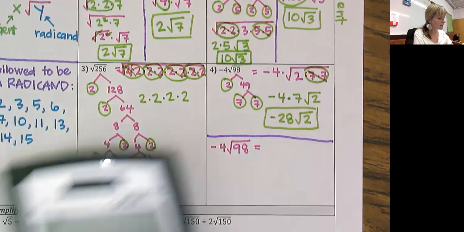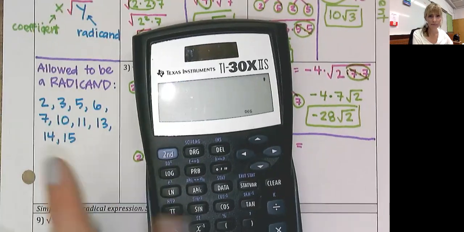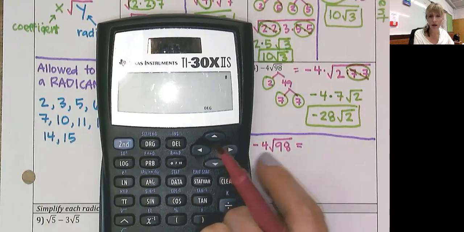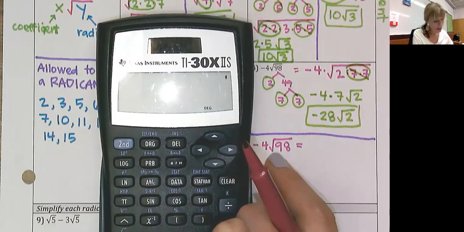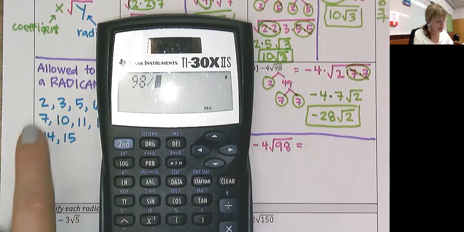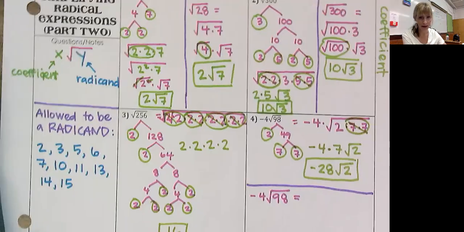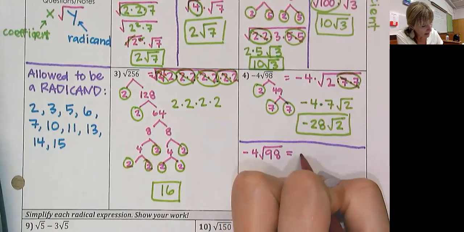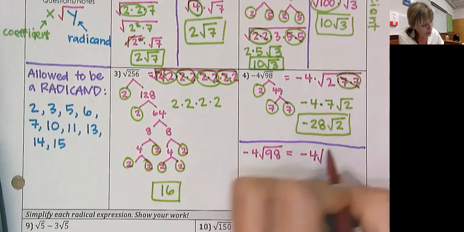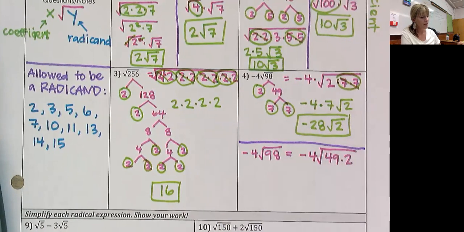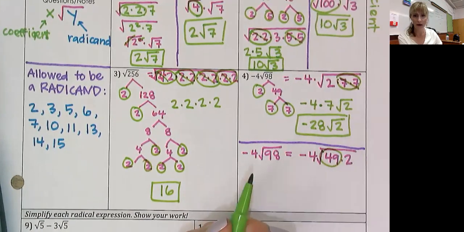If you go with this process over here and you say, okay, I'm looking at the number 98. I'm not concerned about that coefficient at all. I'm concerned about the radicand. I'm going to start dividing by numbers that I know are allowed to stay inside. Divide by 2. Hey, look at that. Perfect square right away. That tells me I leave my coefficient and I can go straight to 49 times 2. This is a perfect square.